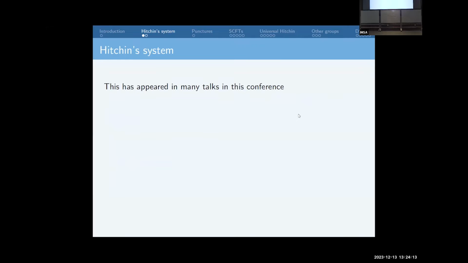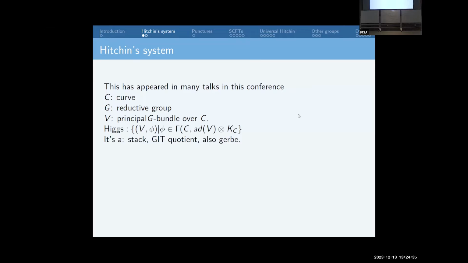So, every talk here has already mentioned the Hitchin system, so I'm not going to spend too much time reminding you of what it is. But the basic input is we have a curve C, a reductive group G, and a principal G-bundle over C. If you prefer, you can always take G to be GL_n, and then it is essentially a vector bundle. The Higgs bundle is a pair of E and phi, where phi is a twisted endomorphism. There are various versions, the stable version, the equation, with connections involved, never mind.